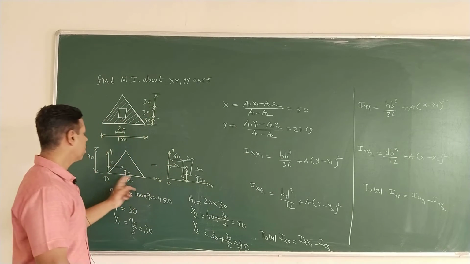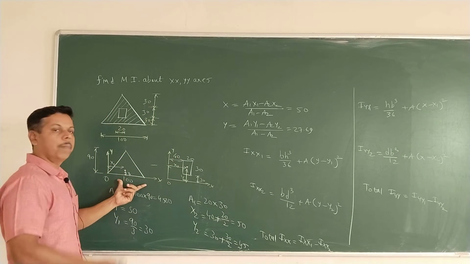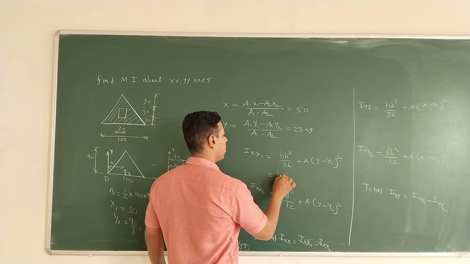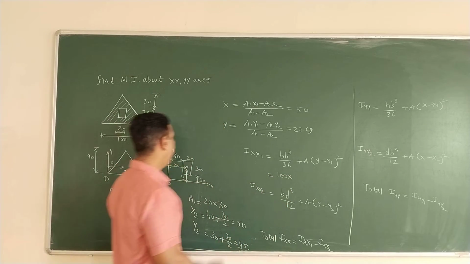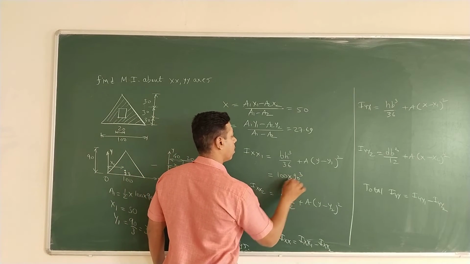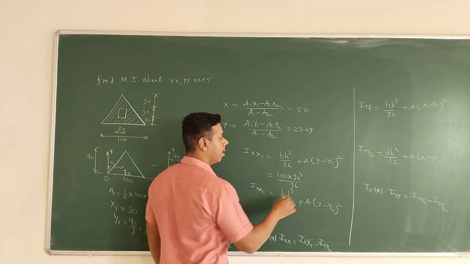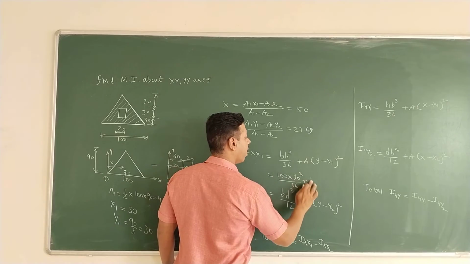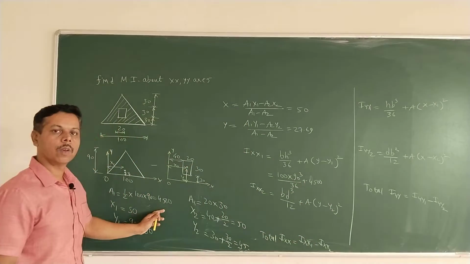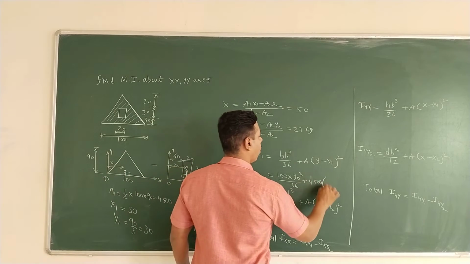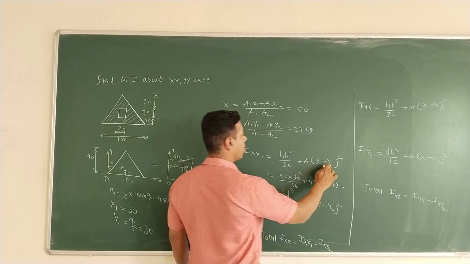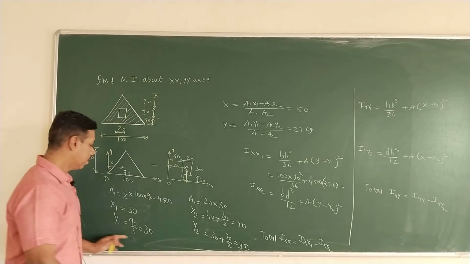B is always horizontal distance. B is base of a triangle. So B is 100. And now H is 90 upon 36 plus area of triangle. Area of triangle is 4500, right? And y is 27.69 minus y1. Y1 is this 30.